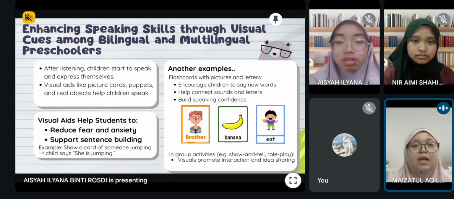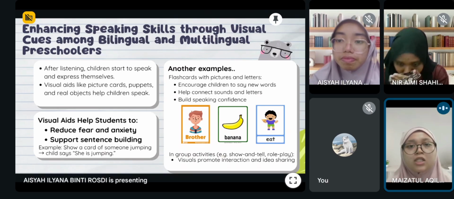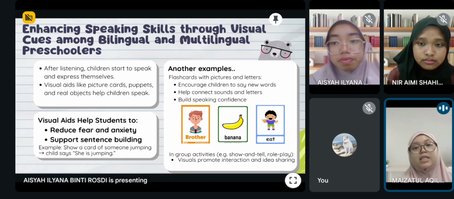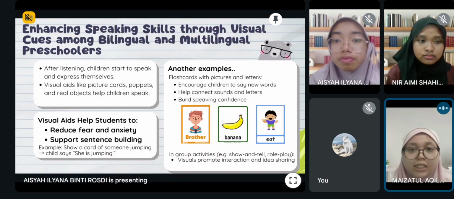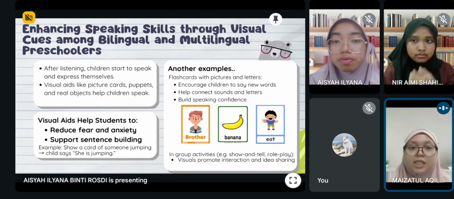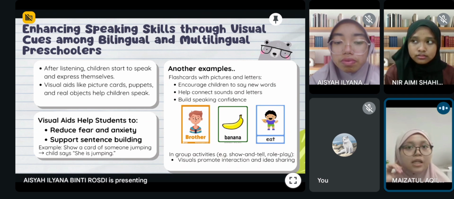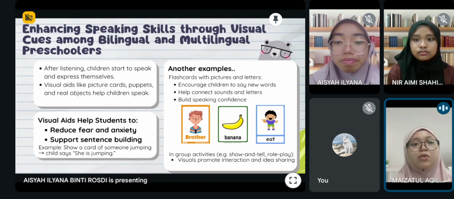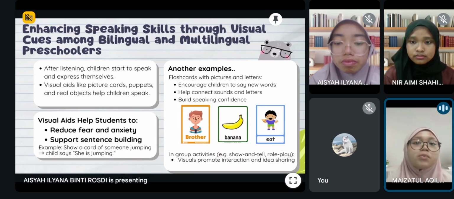Moreover, flashcards, especially those with letters and pictures, can significantly boost speaking skills by encouraging children to say new words, recognize letter sound connections, and communicate more confidently. In addition, flashcards promote creativity, social interaction, and cognitive engagement through listening and responding. When used in group activities like show and tell or role play, visual prompts also foster participation, idea sharing, and oral language confidence.